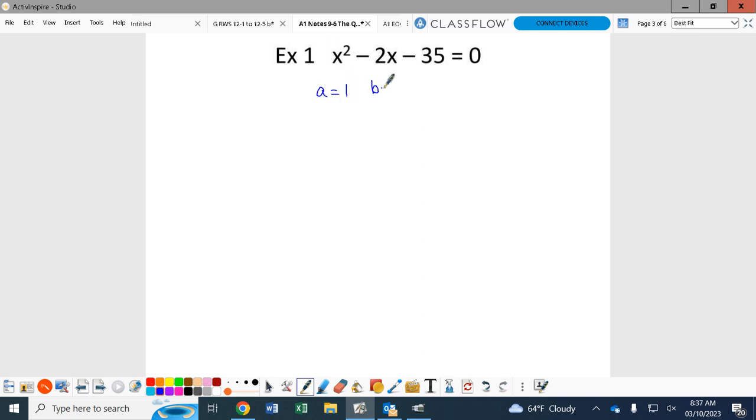The b is going to be whatever's in front of the x term, which in this case is -2. And the c is going to be the constant, the one that is by itself at the end. So c in this case is going to be negative 35. You're going to use those three numbers in your quadratic formula, again, that you have on your formula sheet and you're looking at on your note sheet.